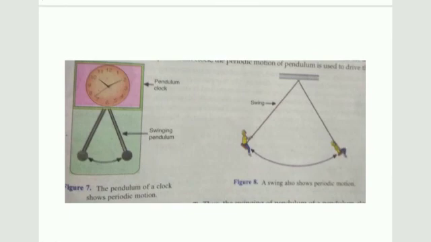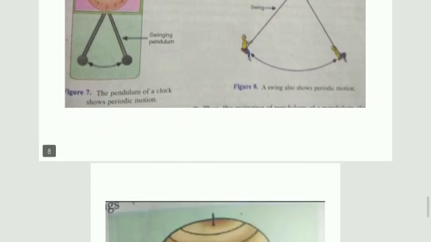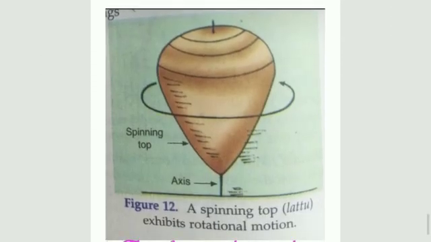This is the example of oscillatory motion. Pendulum of a clock shows periodic motion, not oscillatory. In your book it is called oscillatory motion, so call it oscillatory motion. Swinging of a swing, this is a swing and this is a pendulum. All are examples of oscillatory motion, not periodic. And this is an example of rotational motion. Spinning top, lattu, exhibits rotational motion.